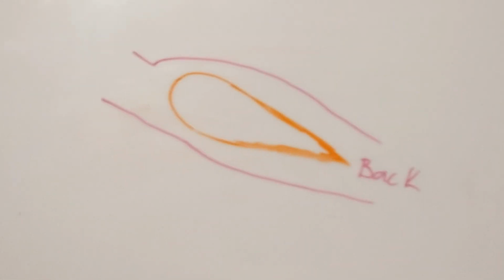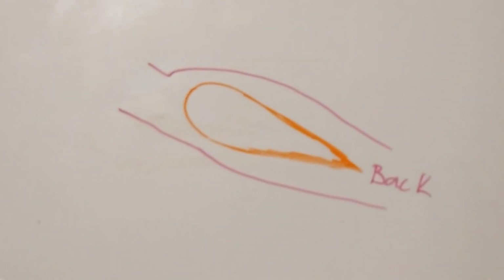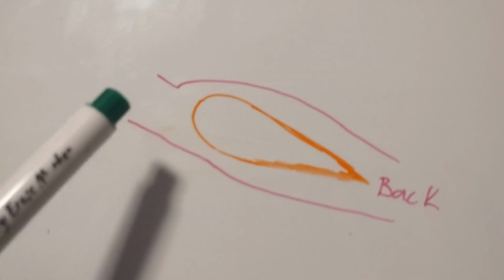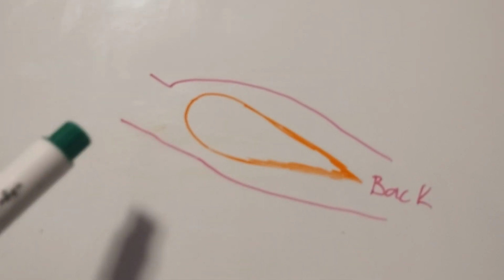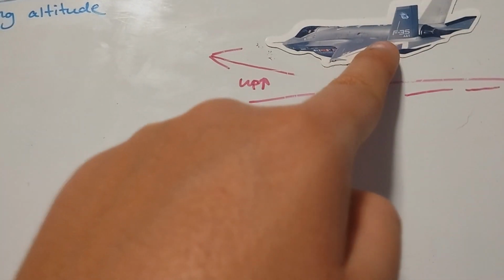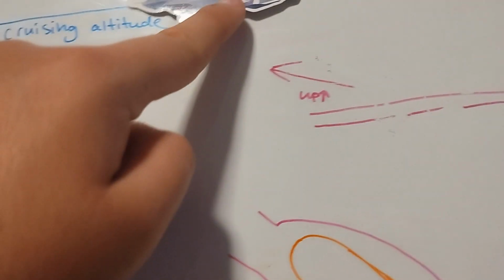So, how it works in other terms: the greater downwash is created as the flow exits the back of the wing, and it creates a substantial increase in the angle of attack. So, when you pull back, it causes the airplane to go up, and then you get to the cruising altitude.